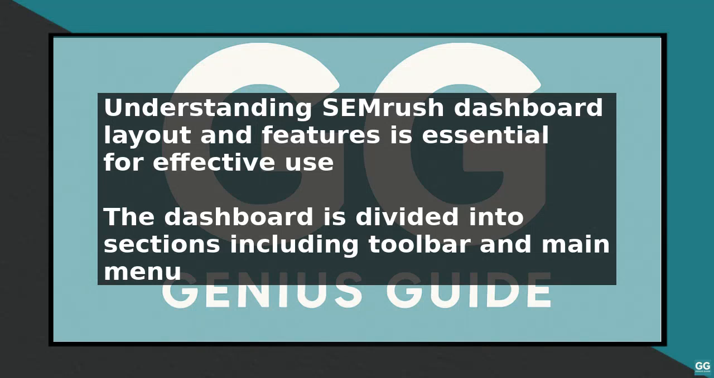To get the most out of the Semrush dashboard, start by understanding its layout and features. The dashboard is divided into several sections, including the toolbar, main menu, and project overview. The toolbar provides access to various tools and reports, while the main menu allows you to navigate between different sections of the platform.